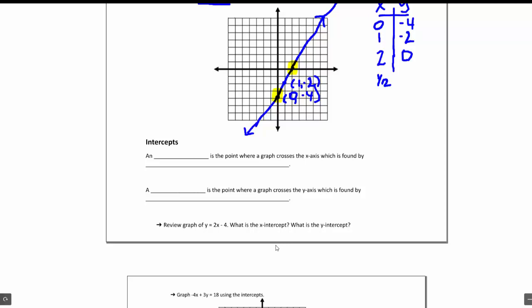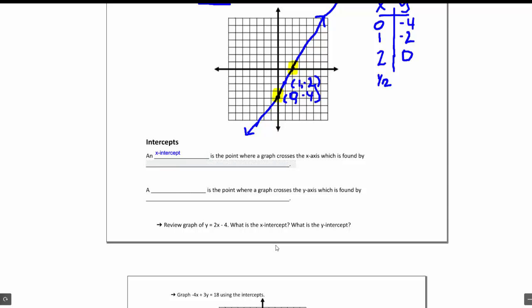And if you're graphing a line, you're just going to have one of each of those generally. There's a couple of exceptions that we'll get to later. But basically, you're going to have an x-intercept and a single y-intercept. And so let me just fill in the definitions here. An x-intercept is the point where the graph crosses the x-axis. So how would we find that?